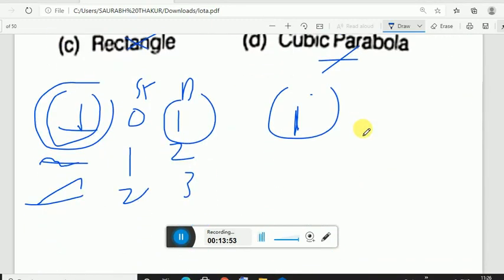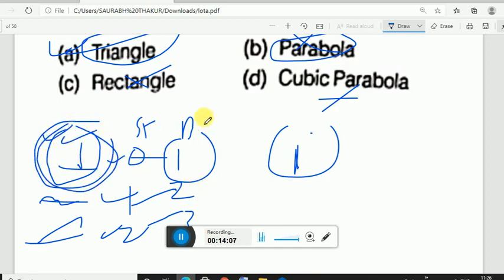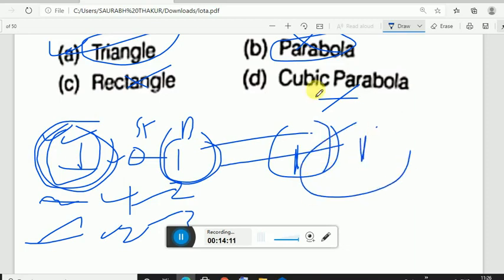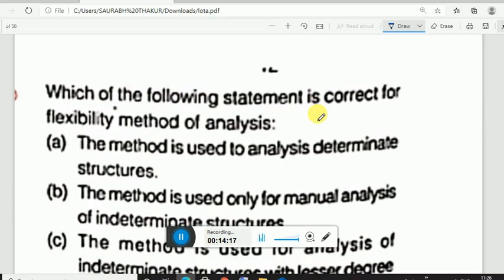Your correct answer would be triangle, because it is talking about point load, concentrated load, UDL. SFD would be 0 degree, 1 degree, 2 degree, BMD would be 1 degree, 2 degree, 3 degree. In the question that is point load, your bending moment would be of 1 degree. That would be triangle. Okay. Actually, we have done this question.